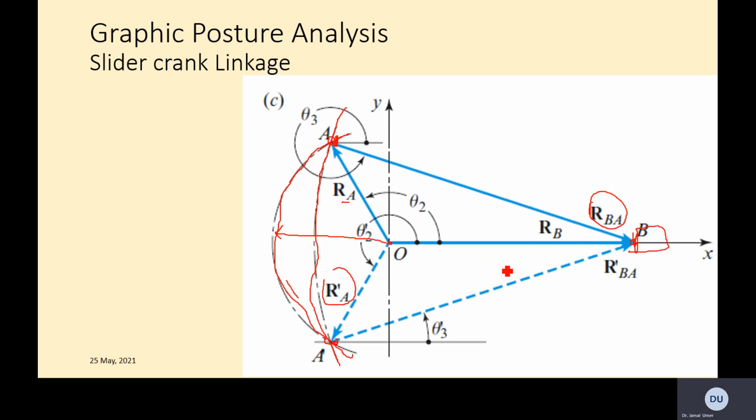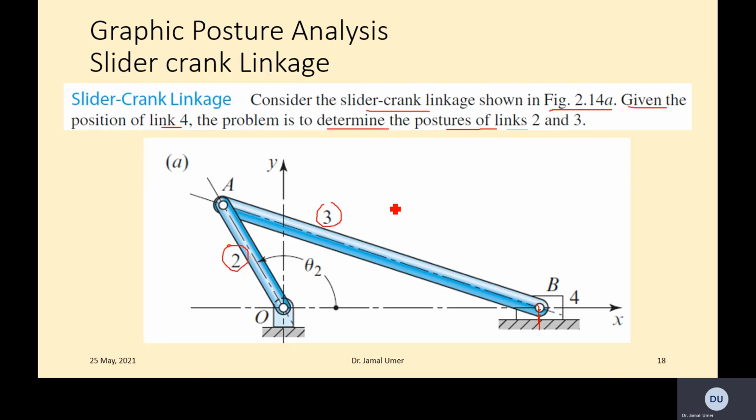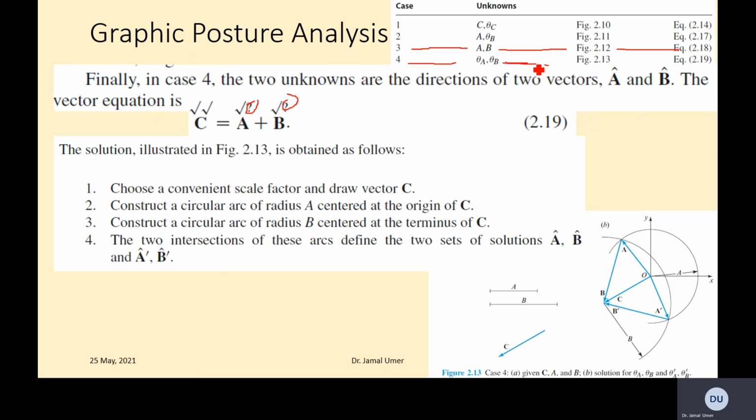So again, let me explain again. So this was the case where we had two directions unknown, means two angles are unknown. So theta 2, theta 3 unknown, all other lengths are known basically. So we have to do the case 4 where both angles are unknown. So how we have done that one, when you know the magnitude, vector A magnitude, vector B, so you place your compass here, you draw this arc, you place your compass here, you draw this arc, wherever they are intersecting, these are the two possible solutions.